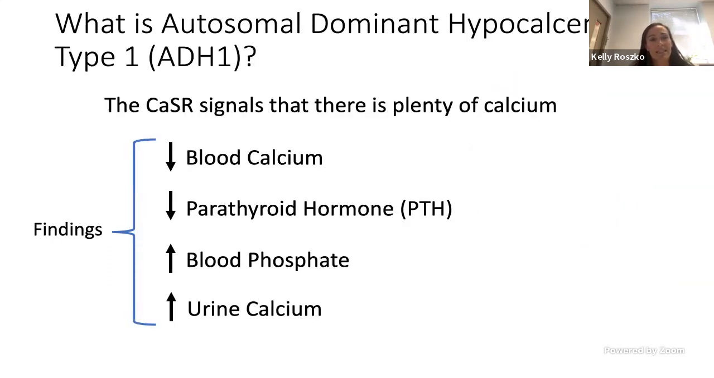So in ADH1, the calcium sensing receptor is signaling that there's plenty of calcium around, but in reality, the findings are that the blood calcium is low, the parathyroid hormone is low, the blood phosphate is high, and the urine calcium can actually be high.